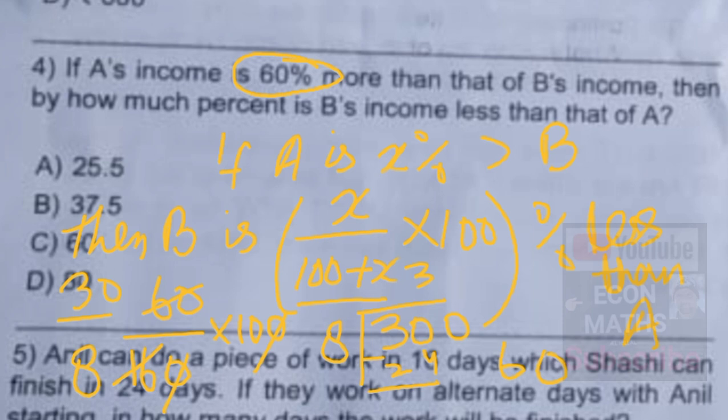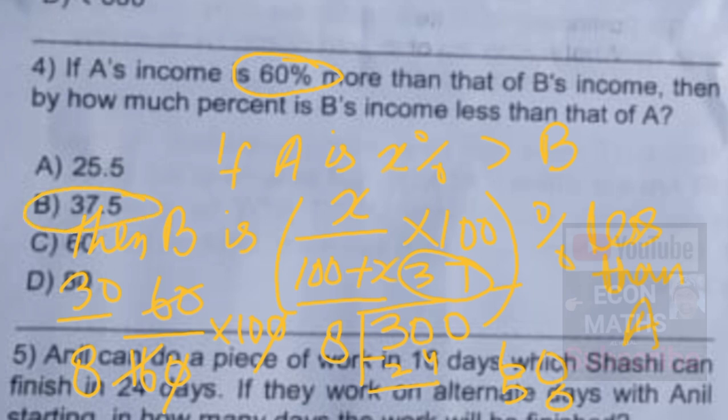8 sevens are 56, so it is something like 37.5. So the correct option would be 37.5.